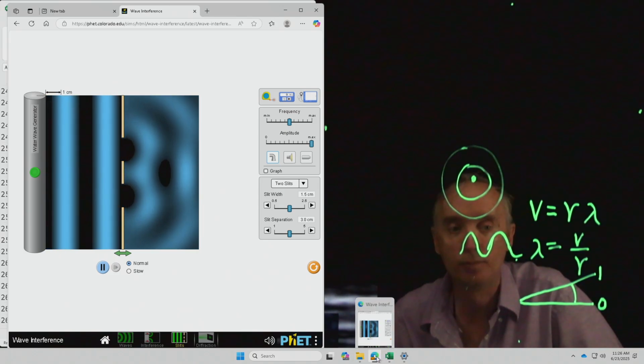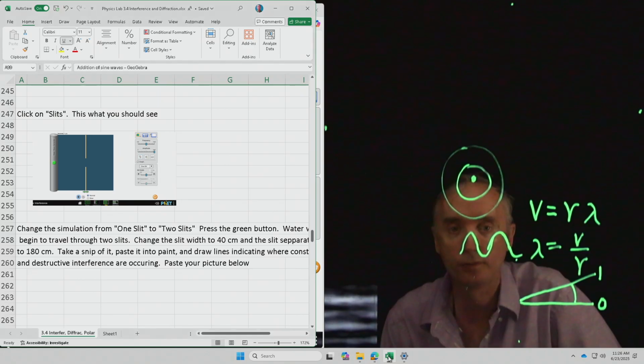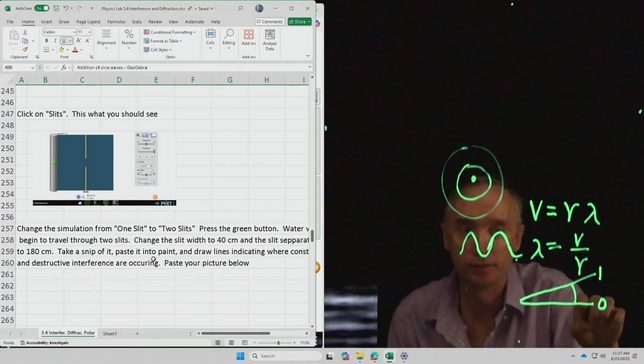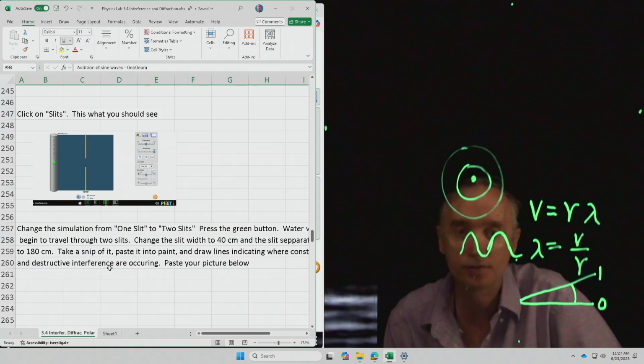All right, so now let's go back to the lab here. So press the green button. You got water waves. You're going to change the slit width to 40 centimeters and the slit separation to 180 centimeters. So move the sliders back and forth till you get those numbers. Take a snip of it, paste it into Microsoft Paint, and then draw the lines on there that indicate where constructive interference and destructive interference are occurring.